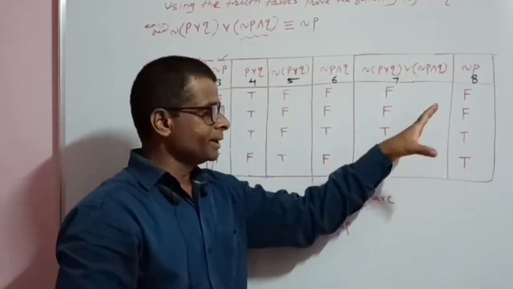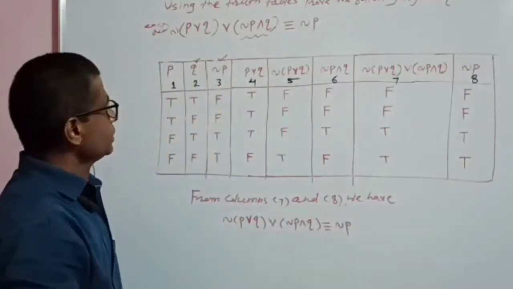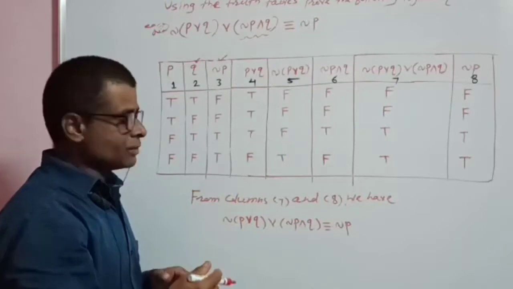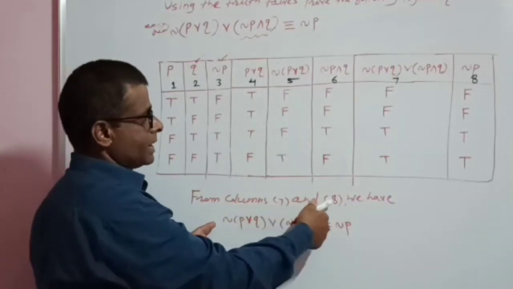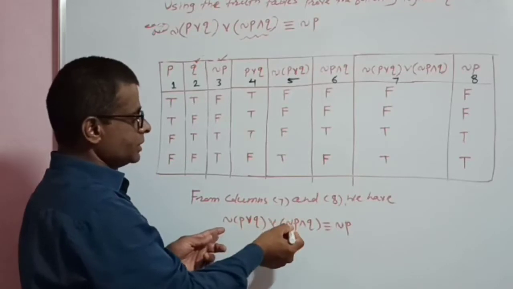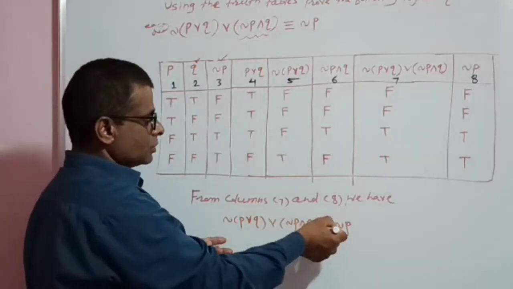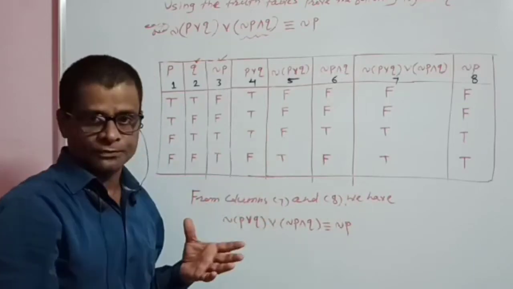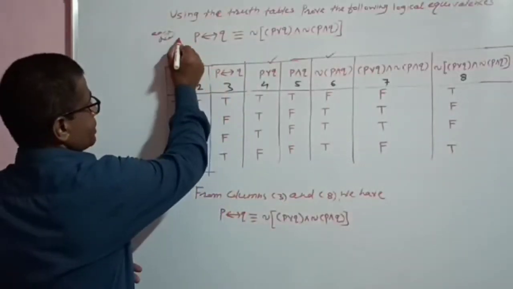That means what? What it indicates? It shows that the two statement patterns are what? Logically equivalent. From columns 7 and 8, we have, negation of P disjunction Q, disjunction, negation of P conjunction Q is logically equivalent to negation of P. This is the proof. Take the next example.